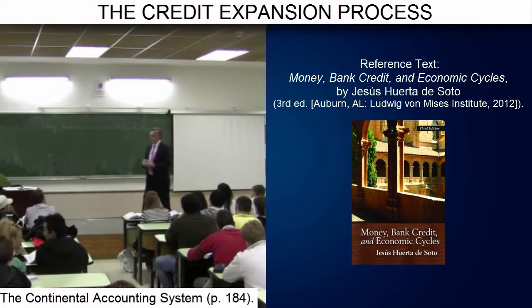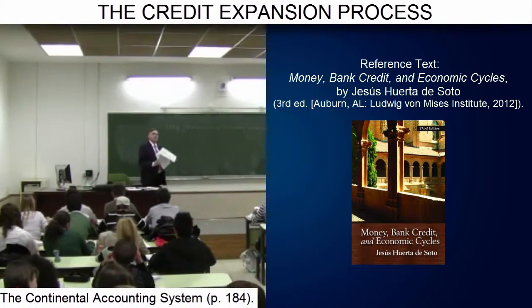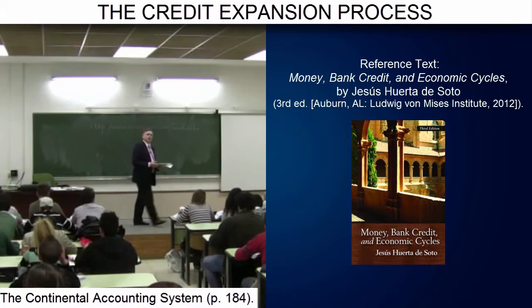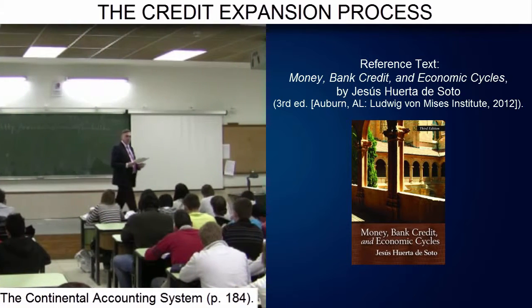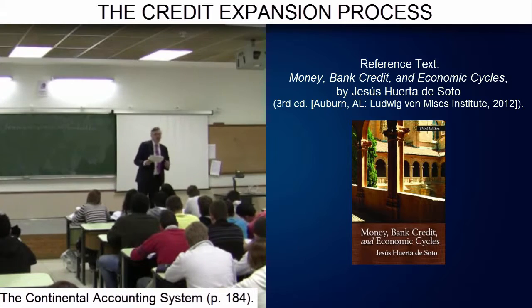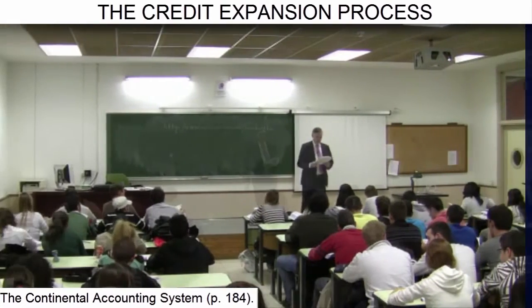Now let us see how this is expressed in terms of accounting. We will begin with the Continental Accounting System. I will explain a slight difference in detail between that and the Anglo-Saxon accounting system.